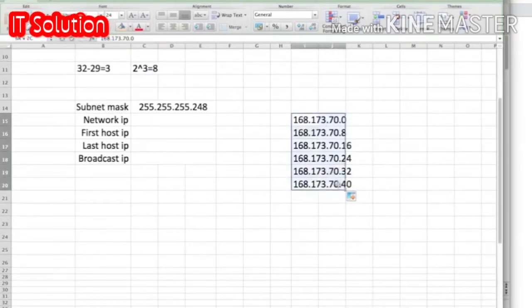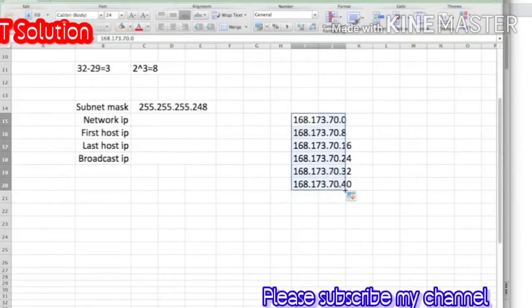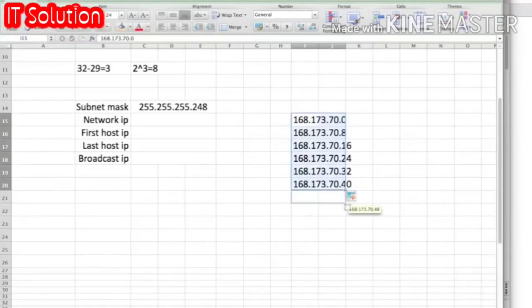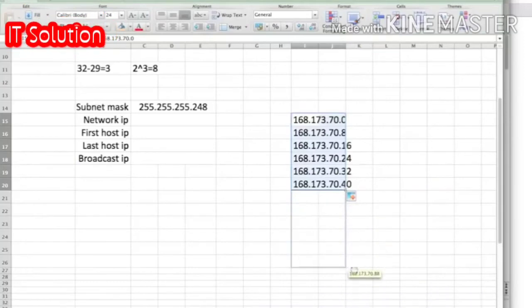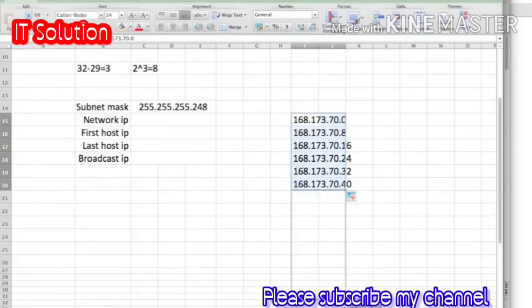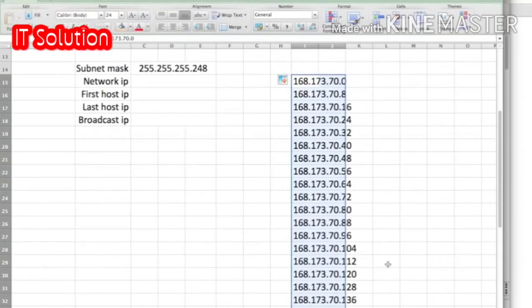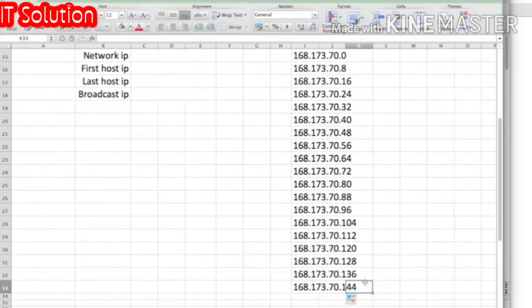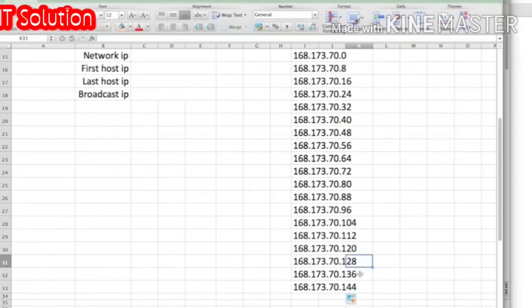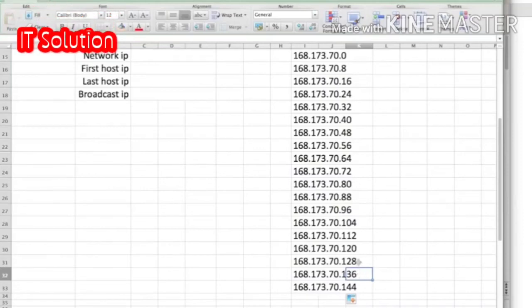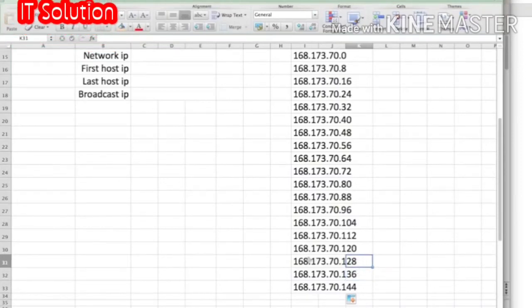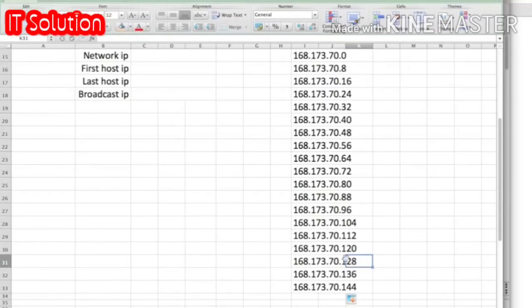So let's take this and we keep going down. Okay, 48, 56, 72, and that's 136. And the next one is 144, right? 144. Well, we know that 134 resides in the 128 network, right? Because if you go over to 136, that means we went over one, right? So we know that the network ID is 168.173.70.128.